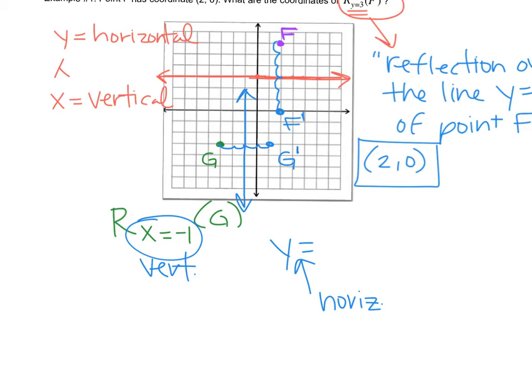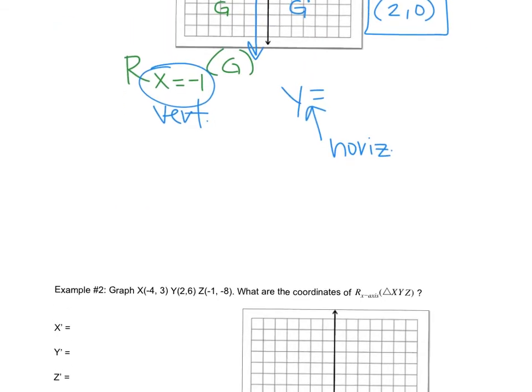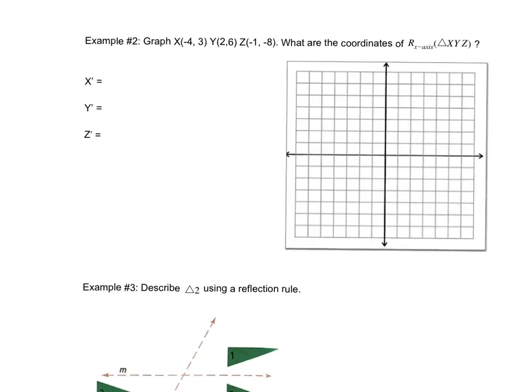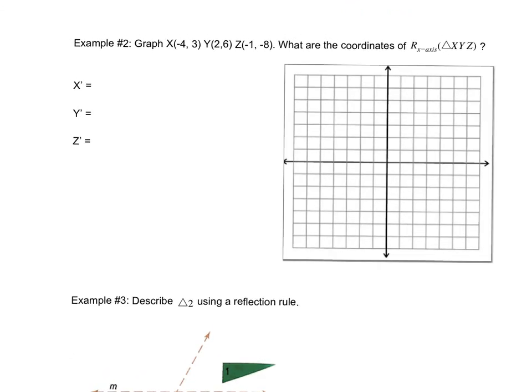Okay? All right. Now we're going to get a little fancier with it. Instead of just flipping a point over a line, we're going to flip an entire triangle. But here's the beautiful thing. It sounds fancy, but you do the exact same thing. You just do it 3 times instead of 1 time. And then you draw a triangle in. So we are going to draw this triangle.